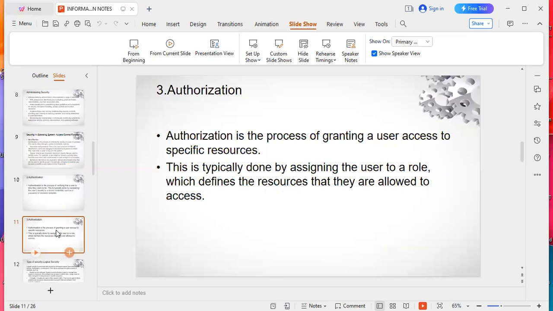Number three, authorization as a measure of access control. This is the process of granting a user access to specific resources. This is done by assigning the user to a role which defines the resources they are allowed to access. For example, a guest, a host, among others.